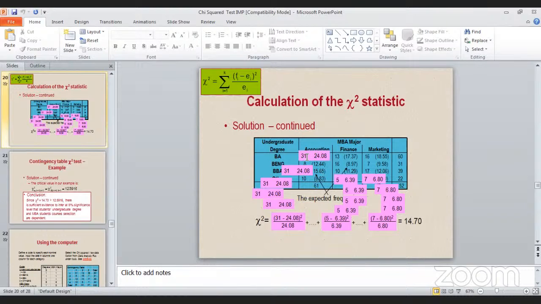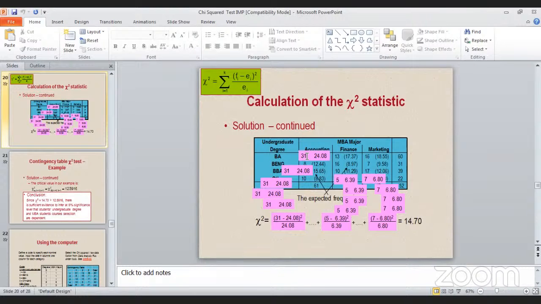The observed is 31. That is, out of 151 students having a BA degree, 31 opted for accounting. That is the meaning of 31. But the expected one is that, based on this information, only 24 should be expected, not 31.